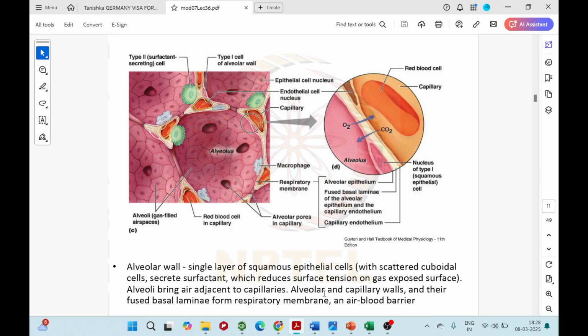So alveolar and capillary walls and their fused basal lamina form the respiratory membrane. This forms a respiratory membrane, and it is nothing but an air and blood barrier, and it only allows gaseous exchange to take place. From the alveolus, oxygen goes and binds to the hemoglobin present in the RBC, and the CO2 comes into the alveoli and is exhaled.